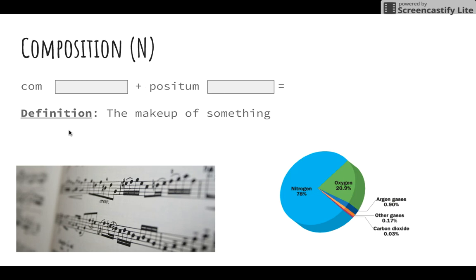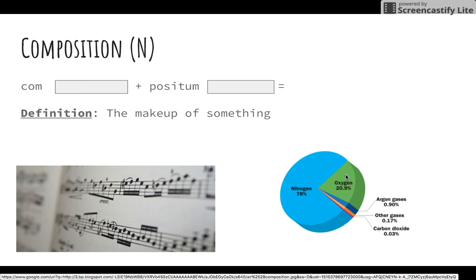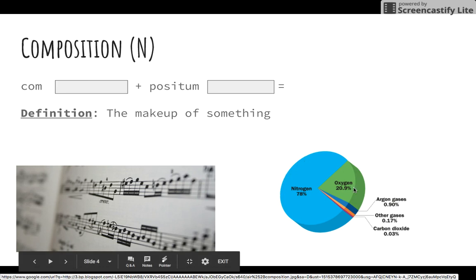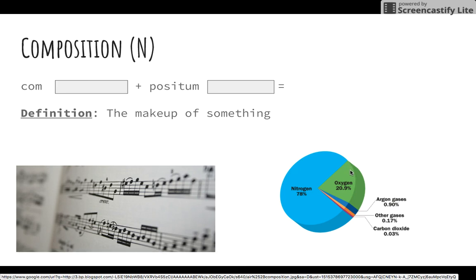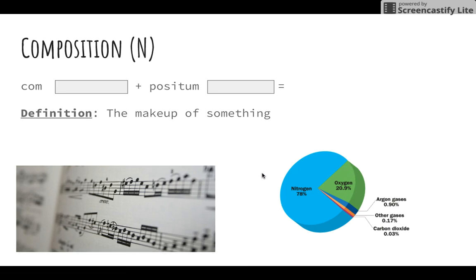So the definition of composition is the makeup of something. So basically everything that something is made up of. If you think of this pie chart, it shows all the gases in our atmosphere, mainly nitrogen, but we also have oxygen, other gases, and carbon dioxide. So this is the composition of our atmosphere, of the air that we breathe. So composition, the makeup of something, everything that's put together, what does it make?